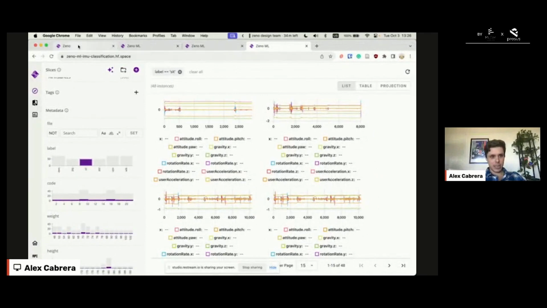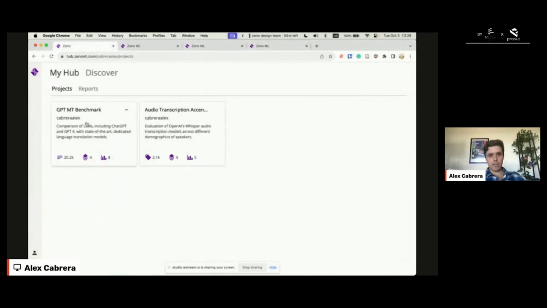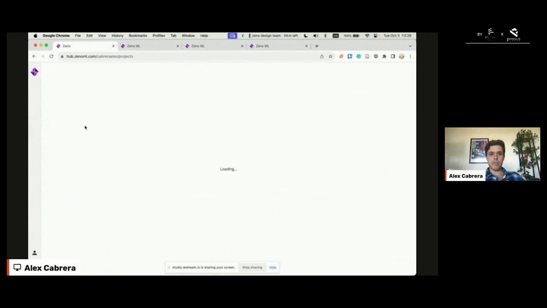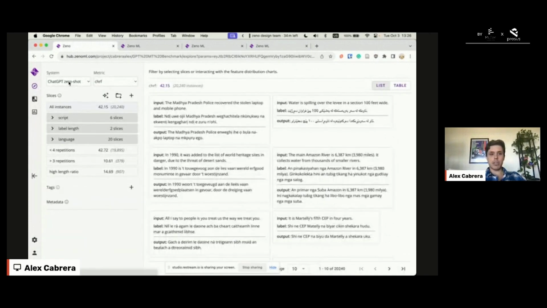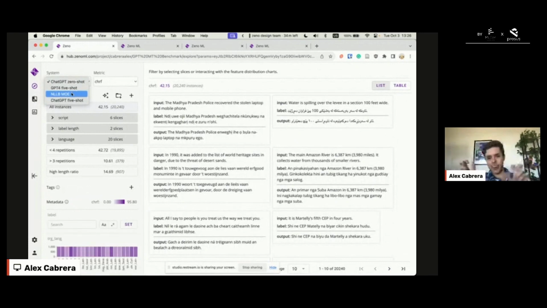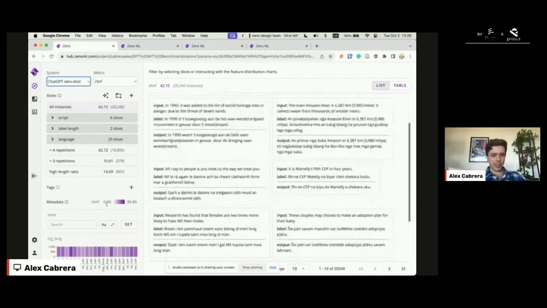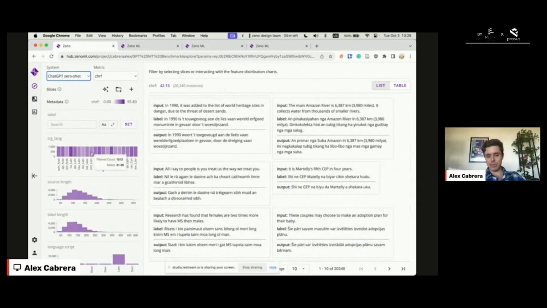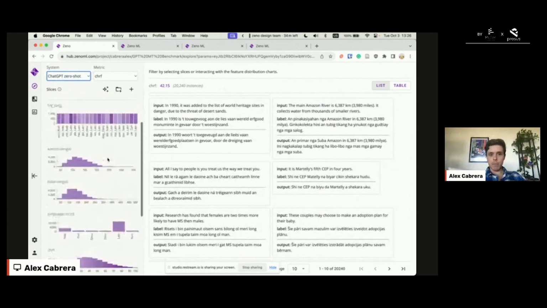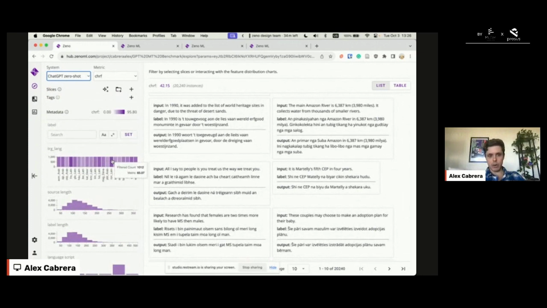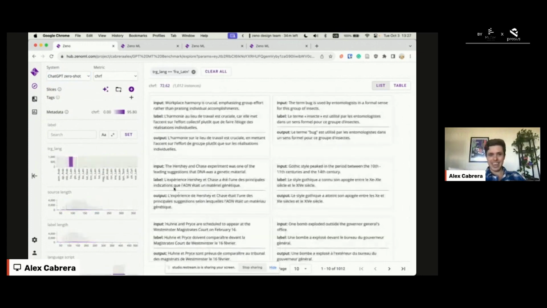So we can go back here. Let's look at this other example that we have, this GPT MT benchmark. This is looking at a bunch of different translation models, specifically comparing state-of-the-art translation with these LLM-based translation models. We can do the same. We can look at how the models are performing across different languages. But maybe we see that, hey, our model's doing really well for French. And we want to compare specifically how our model is doing on French versus, say, Romanian.